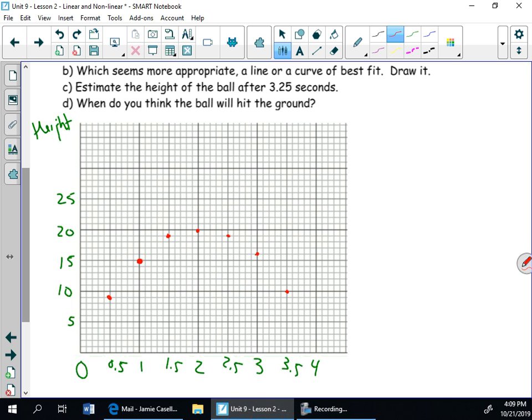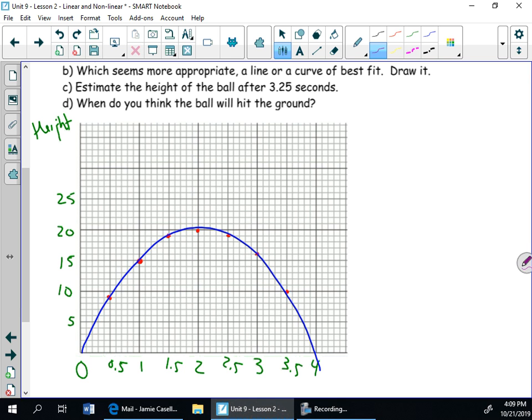Which seems more appropriate, a line or a curve of best fit? Well, looking at the data and even thinking about the idea of throwing a ball in the air, it seems to me it would make much more sense for it to be a curve of best fit. Don't you think? Now my curve kind of missed some of those dots. I should probably fix them a little bit. Curves are more likely to hit the dots. Not all of them, but should be pretty close to most of them. If you think about the ball, isn't that the shape of the ball being thrown in the air too?